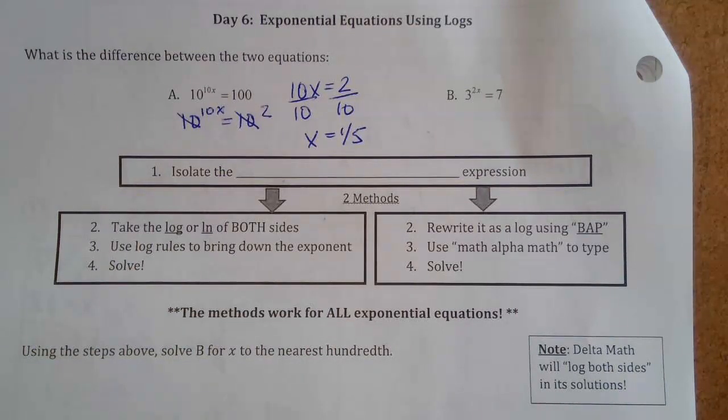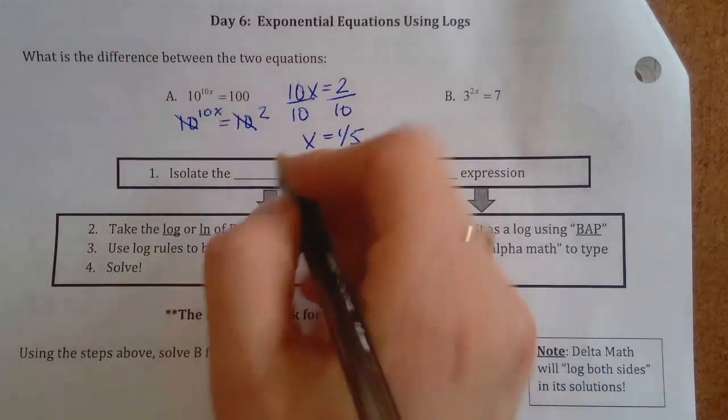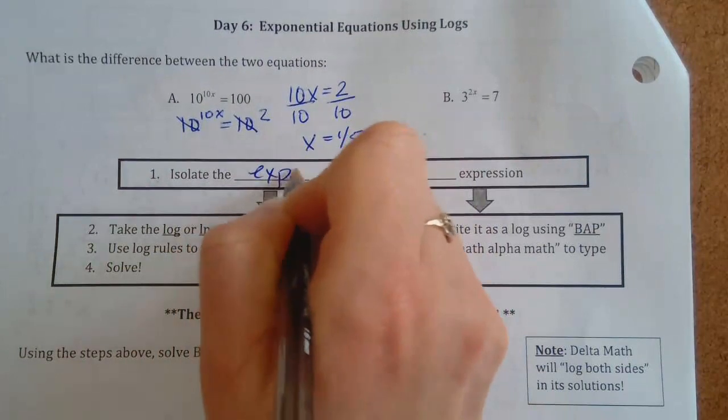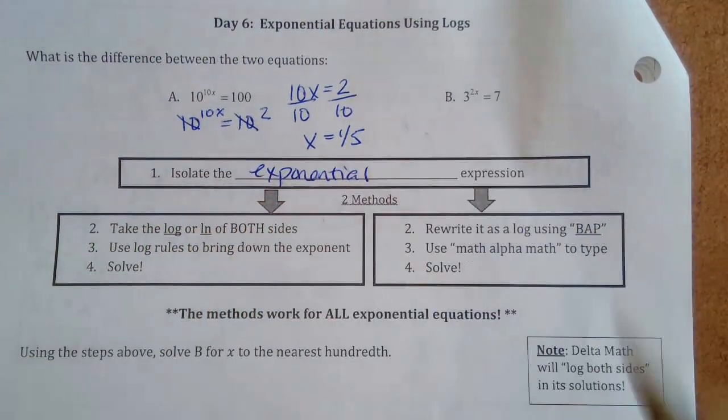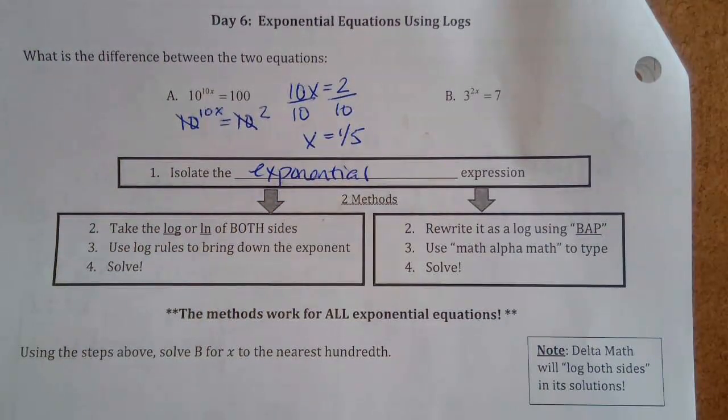Remember, I know we keep emphasizing this, but logs are the inverse of exponential functions. Just like adding undoes subtracting, square rooting undoes squaring, logs undo exponentials. So the first thing you want to do is isolate the exponential function. So if there's something added at the end or multiplied out front, you want to get rid of that first by either dividing or subtracting things to the other side.